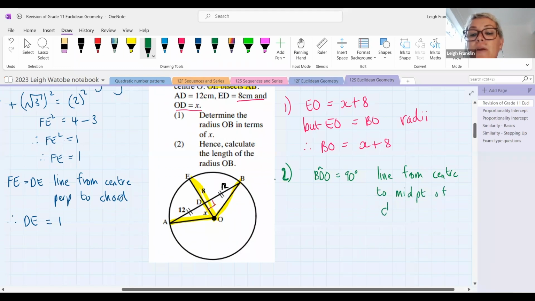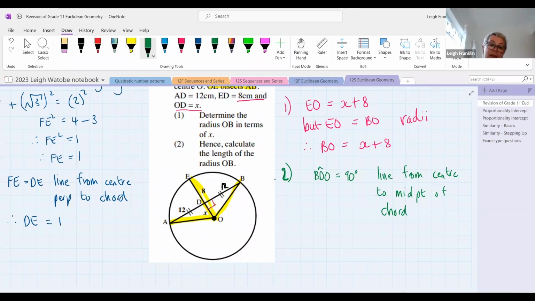Okay, because I have been given the midpoints, I have firmly established that triangle ODB is right angled. Now I can do the theorem of Pythagoras. So I will say that OD squared plus DB squared is equal to OB squared, because of the theorem of Pythagoras.